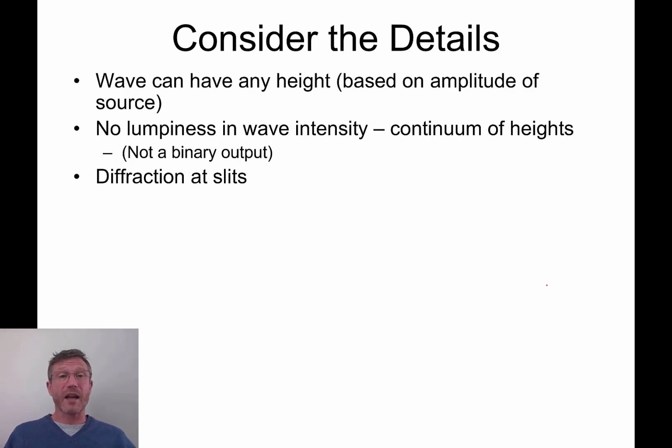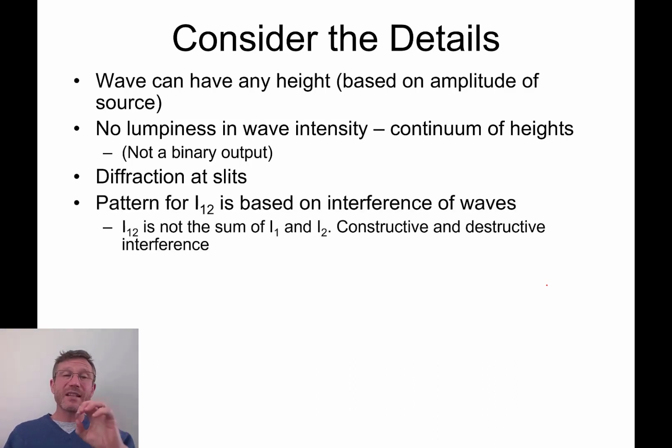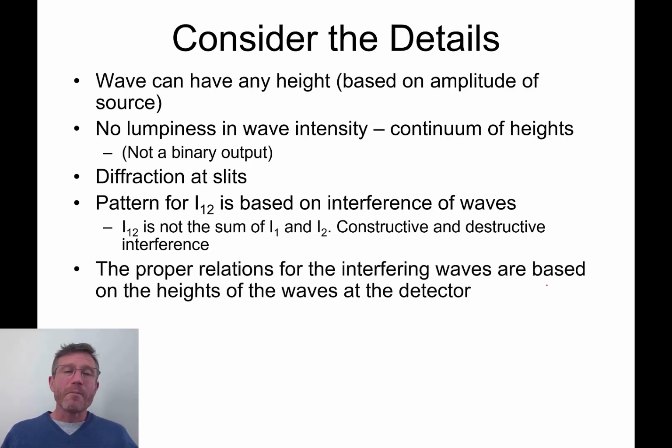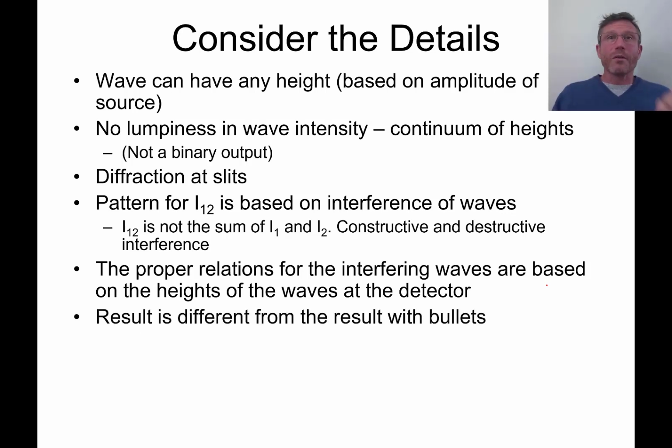As I mentioned, the diffraction takes place at the slits. And the pattern for this intensity, when both of the slits are open, is based on this interference of the waves. Okay, it's not simply the sum of the intensity when we shut off slit 2 plus the intensity when we shut off slit 1. It's a constructive and destructive interference. And the relations for these interfering waves are based on the heights of the waves at the detector. Okay, so when we have an interference between a peak of a wave and a trough of a wave, we'll get something close to 0, and the detector can detect that height, if you will. So the result here is very different to the result that we see with the bullets.